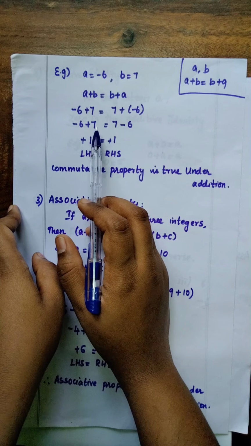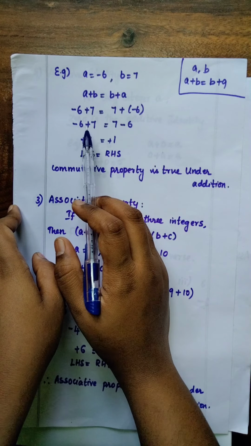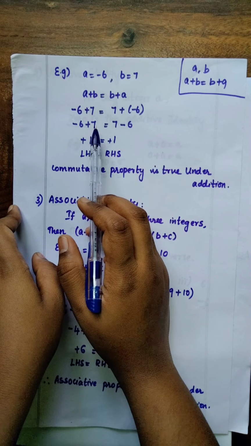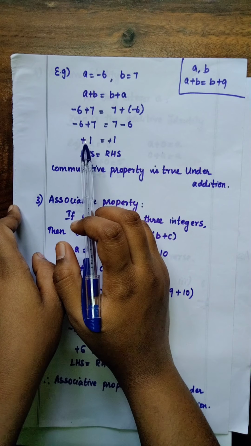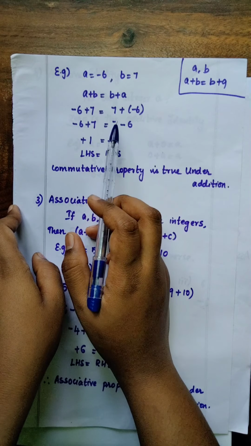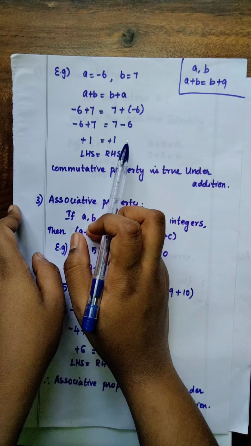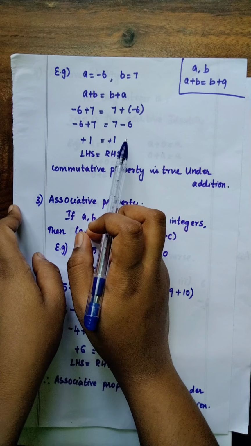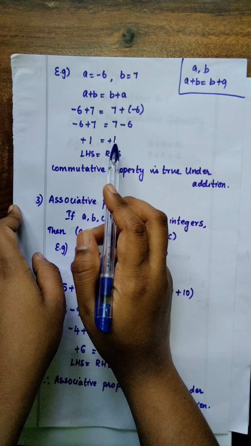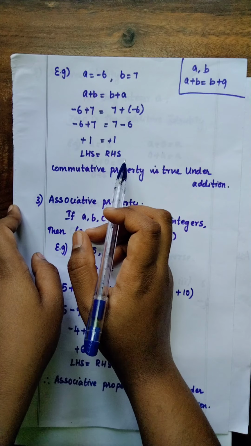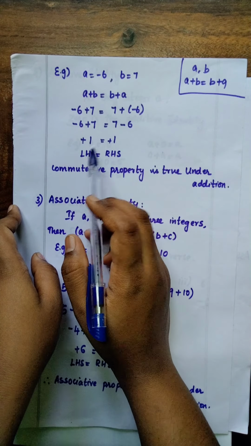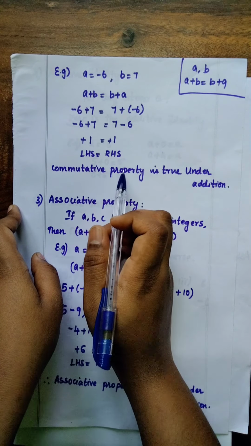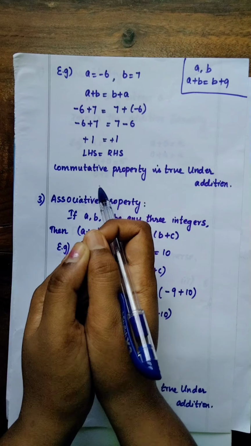Here, which number is greater? The greater number is 7. What is the sign for 7? The sign for 7 is plus. So plus 1 is equal to 7 minus 6, which is 1. Are we getting the same answer on the left side and the right side? Yes, on both sides we are getting the same answer, 1 and 1. So the commutative property is true under addition. This is the commutative property.